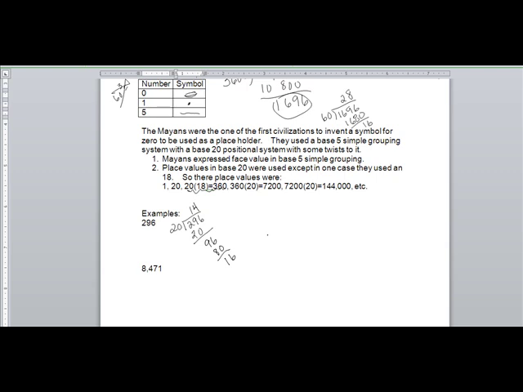So I need to express 14 20s and then the 16 ones. Okay.